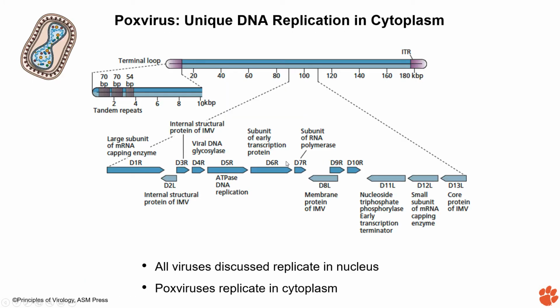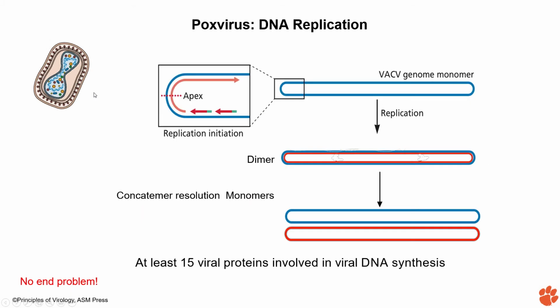Here, if you just look at the structure, you see that you have the inverted terminal repeats at the end, and they are covalently joined right here, and you do not have any end problem with that. And then, of course, the topoisomerases, that type of protein, just remove these concatemers. So when you are looking at this structure, genome monomer, and this is VACV, vaccinia virus, a pox virus. A common model that we use is vaccinia.